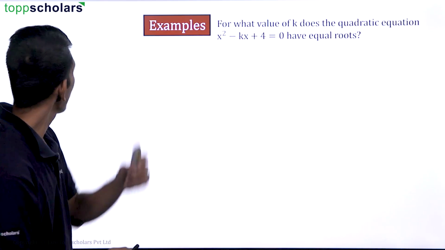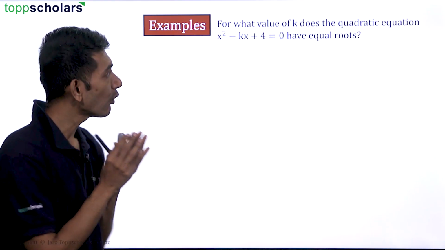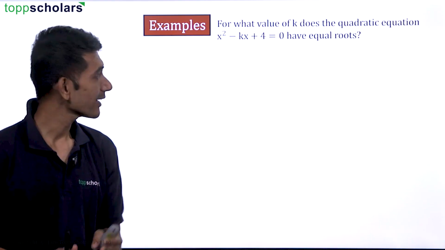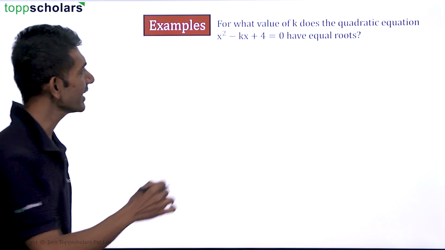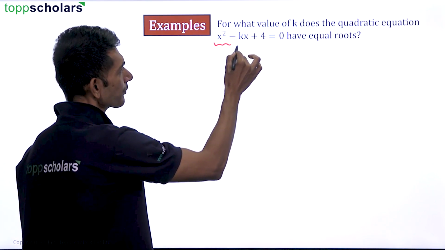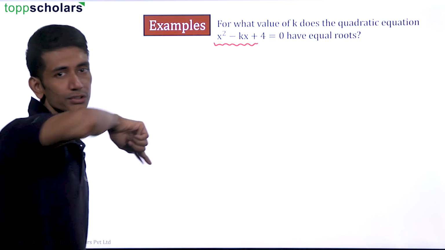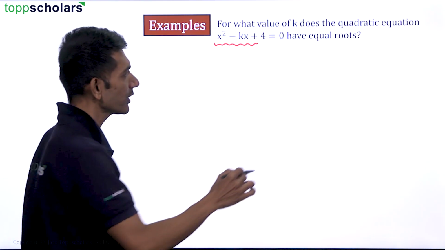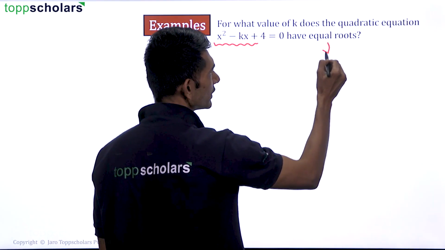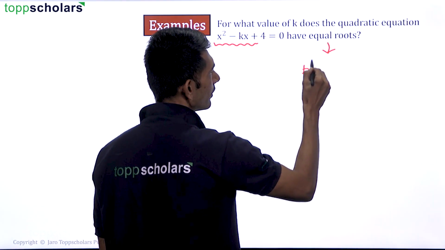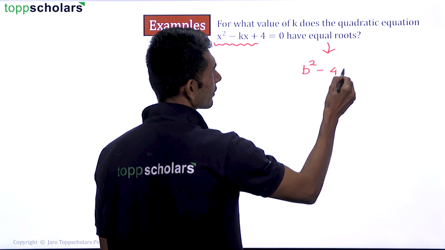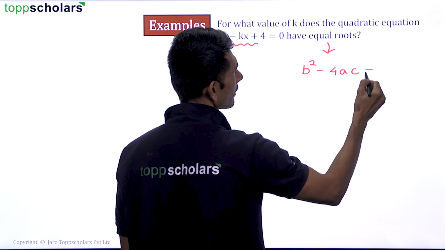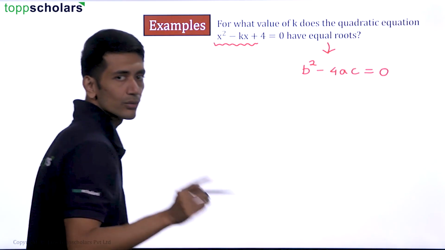Okay, so now we have a new question. It says, for what value of k does the quadratic equation x square minus kx plus 4 have equal roots? Again, the condition says for equal roots. What is the condition for equal roots? For equal roots, we should have b square minus 4ac is equal to 0, right?